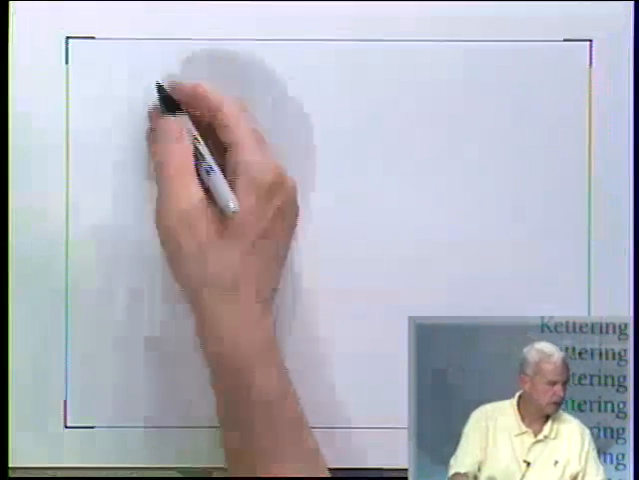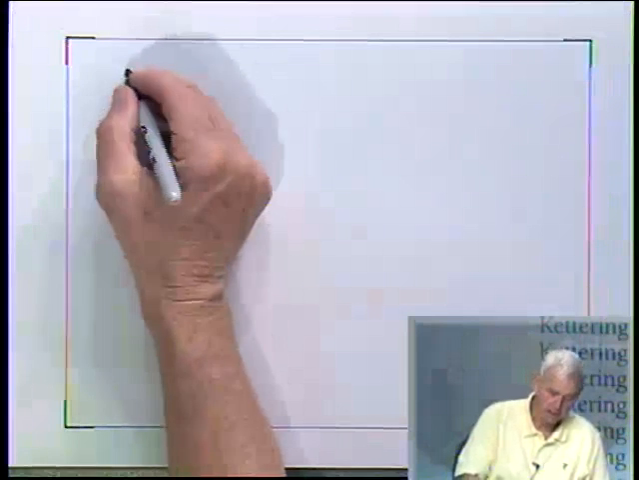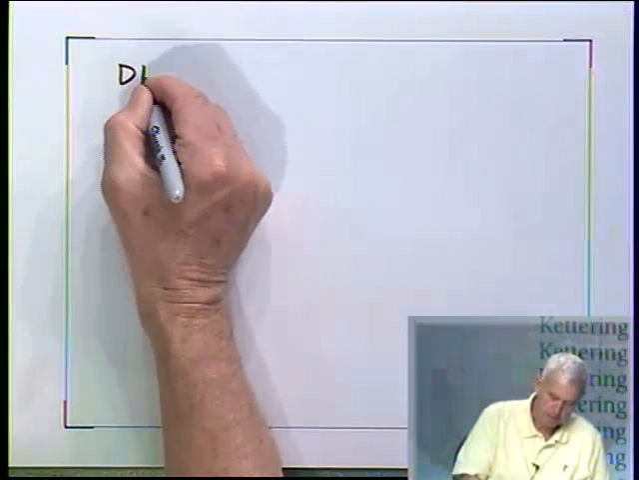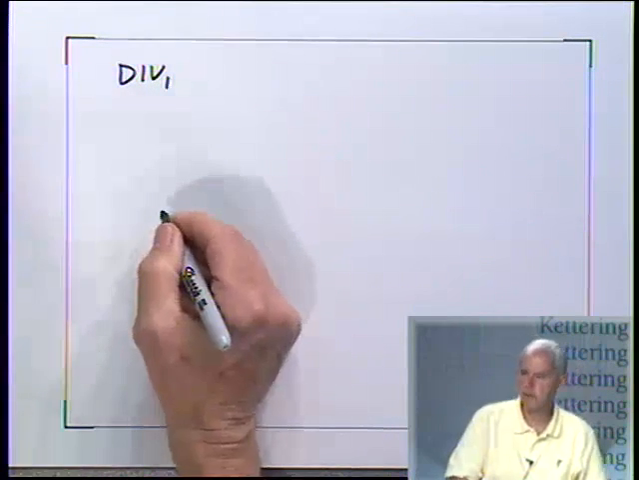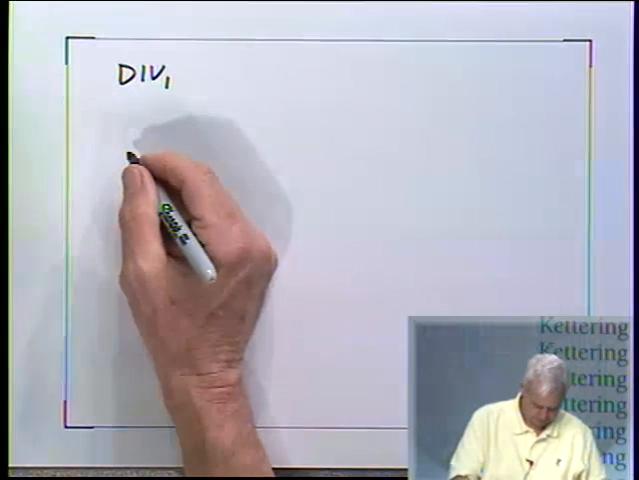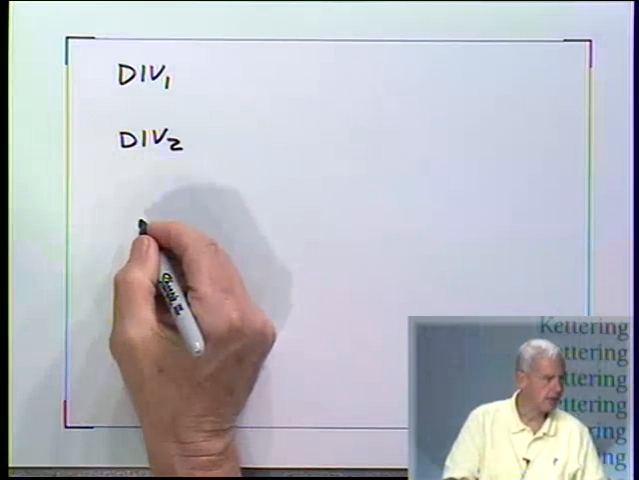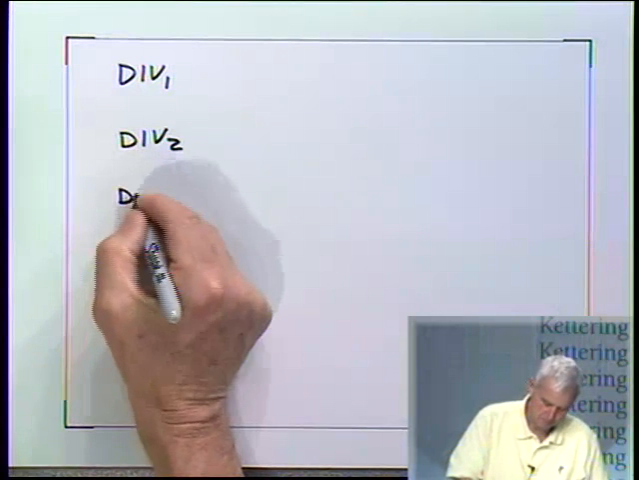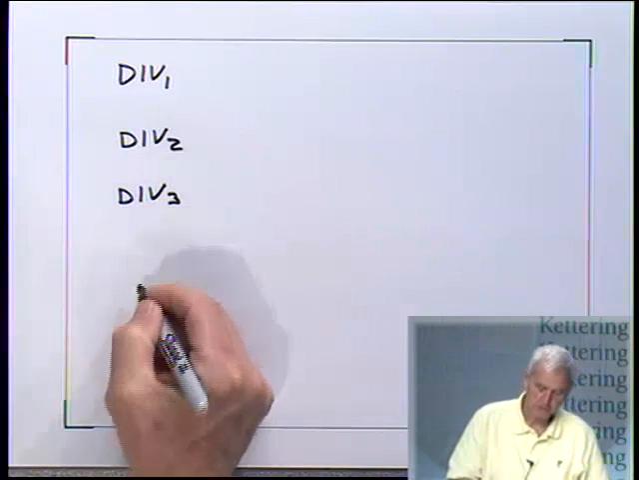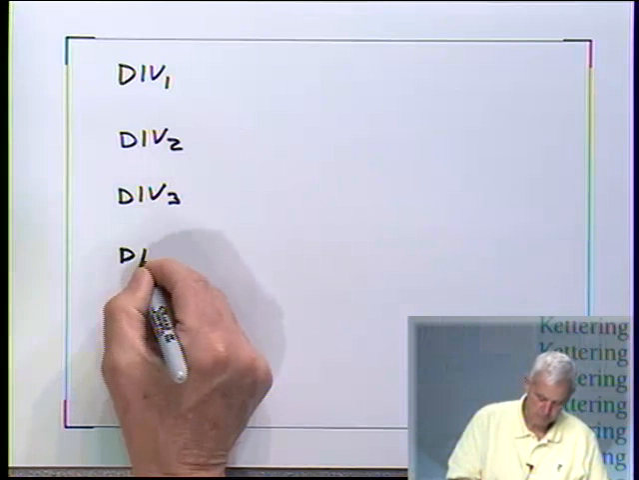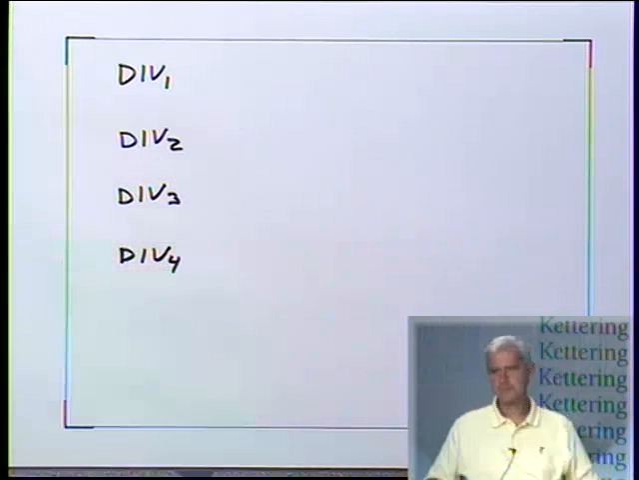So let me switch pens on you here, and I'll see if we can figure out how to do this. There, beautiful. What it's saying is this. I need to know what the dividend will be 1 year from today, what the dividend will be 2 years from today, 3 years from today, and 4 years.